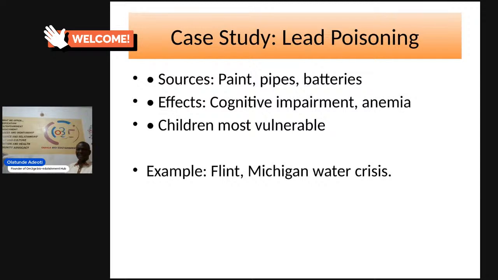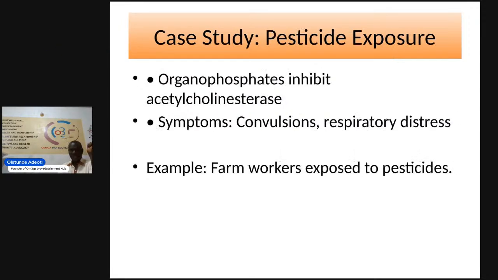So the effect is usually cognitive impairment. That is, it affects the performance of the brain. Sometimes it can lead to shortage of blood, and children are the most vulnerable. We have an example of that in the Flint, Michigan water crisis. We can actually read more about all these case studies, the lead poisoning in Flint, as well as lead poisoning in the Michigan water crisis.